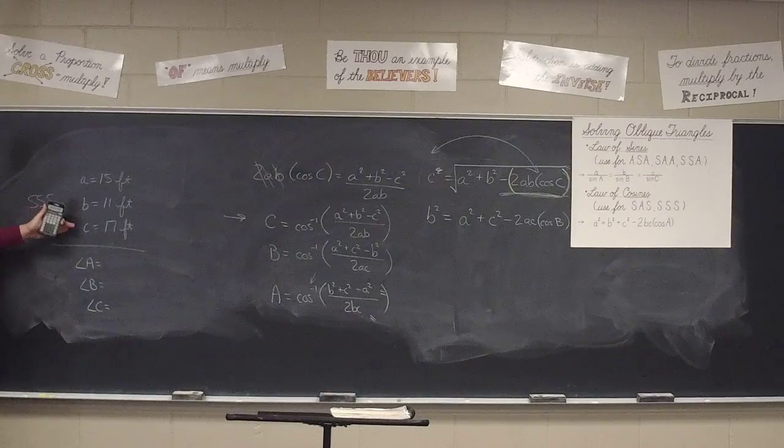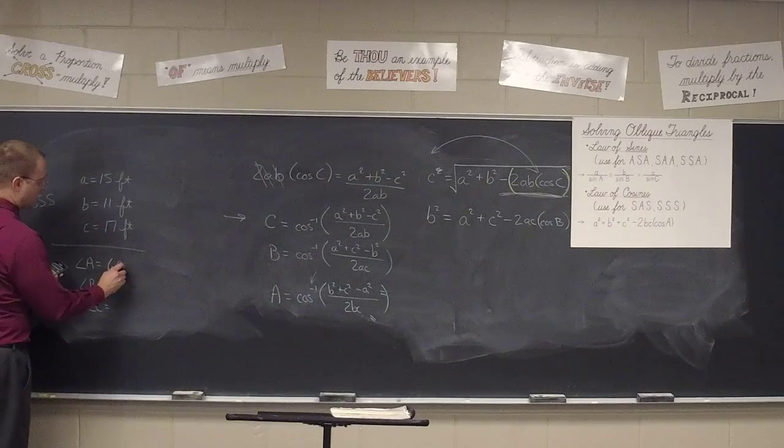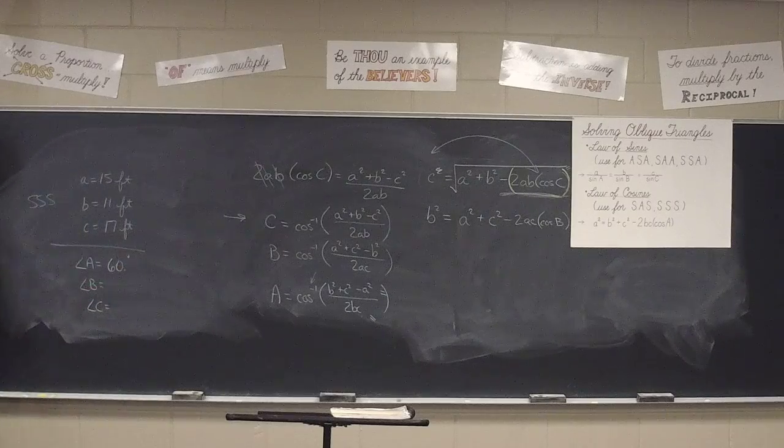So b squared plus c squared minus a squared equals, divide out the 2, the b, and the c, equals, take the arc cosine. 11 squared plus 17 squared minus 15 squared, divided by 2, divided by 11, divided by 17, equals, arc cosine. How big's the angle? 60.35. Good, 60 degrees when we round. All right, now for angle B.